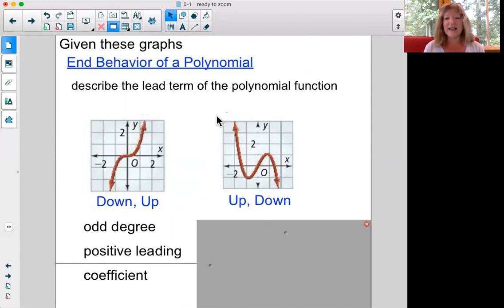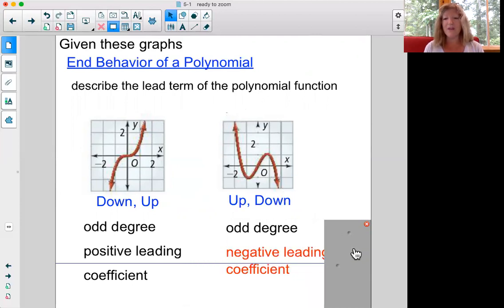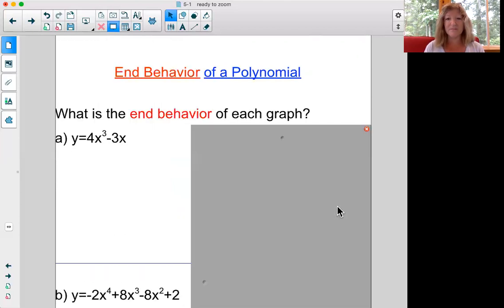Pause again, if you haven't, and decide what this leading term will be on the polynomial that generated this graph. End behavior's up, down, ends on a negative note, negative coefficient, but the ends are at odds with each other. They go in different directions, so odd degree.